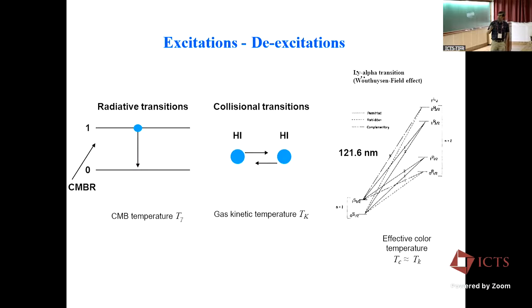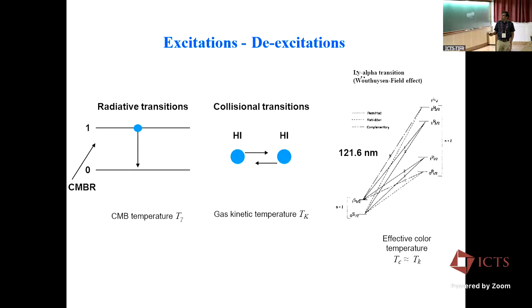So a CMBR photon can also help to decay this triplet state atom to the singlet state atom. That is called stimulated emission and stimulated absorption. Both processes are dependent on the radiation background, the intensity of the radiation background. So if there is no radiation background, then this process will not occur, right?